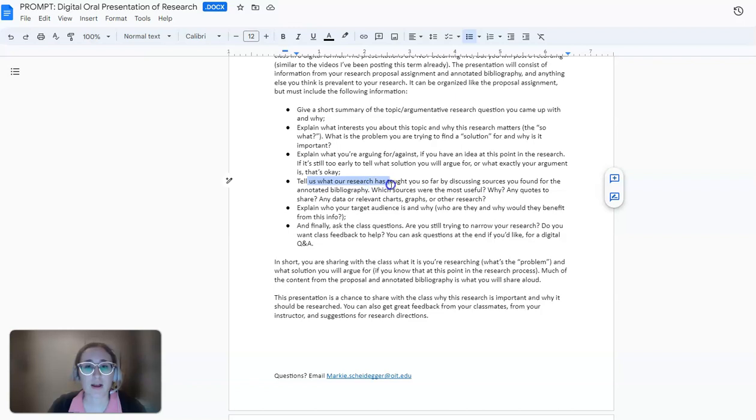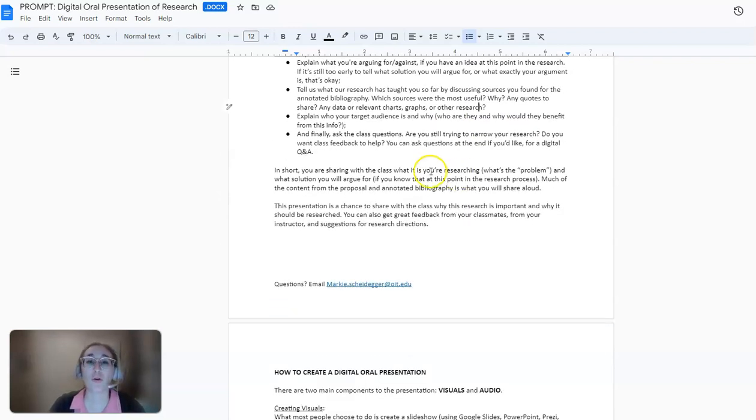Then you're going to tell us what your research has taught you so far. What sources have you found? So at this point, when you post the presentation, you will have already done the annotated bibliography. You have some sources that have taught you some things about this topic. What has it taught you?